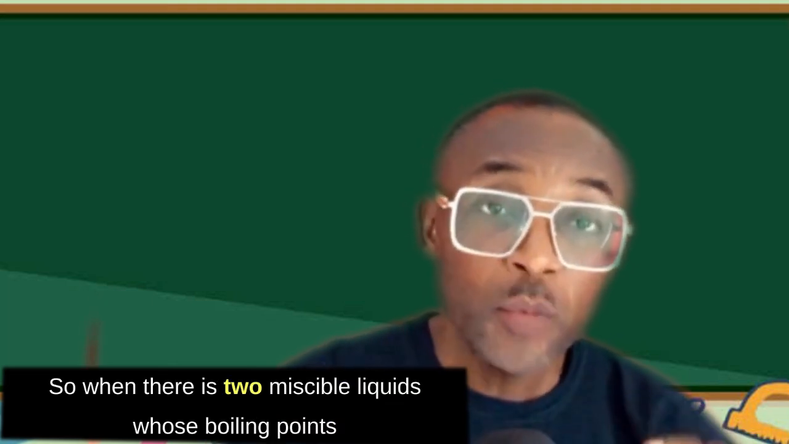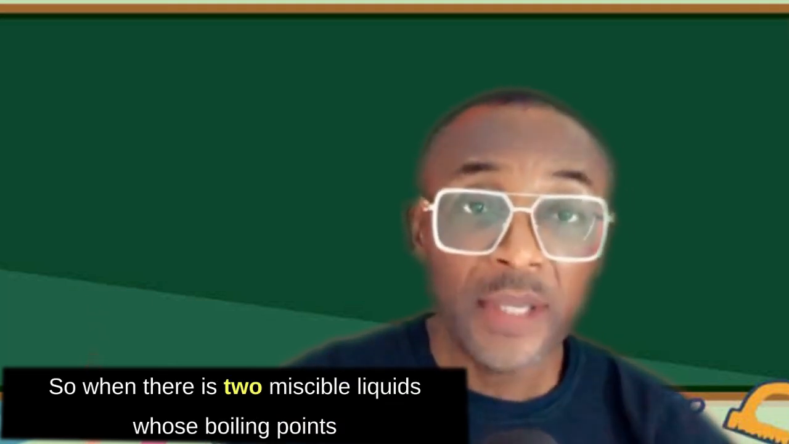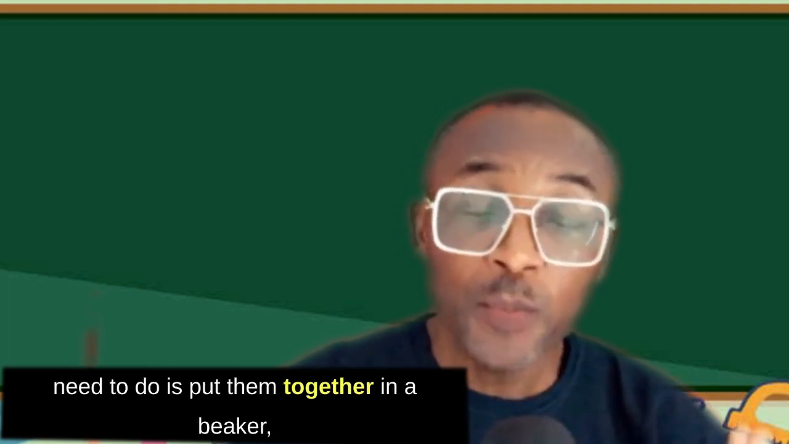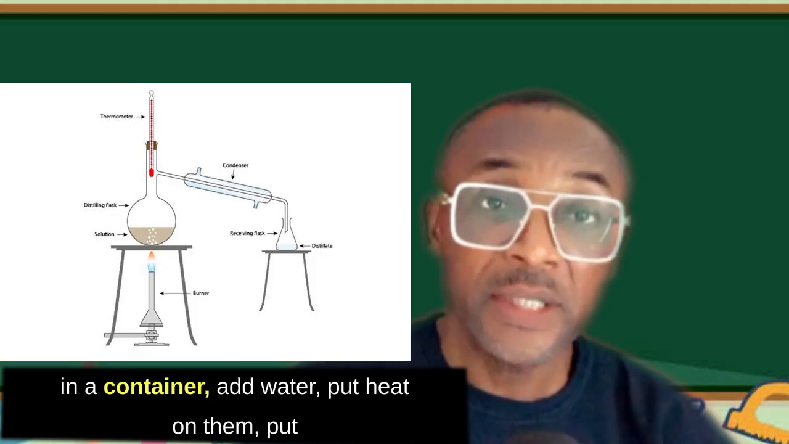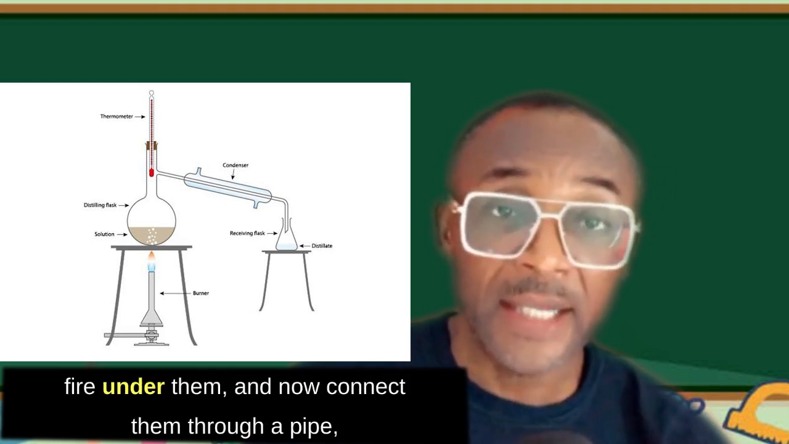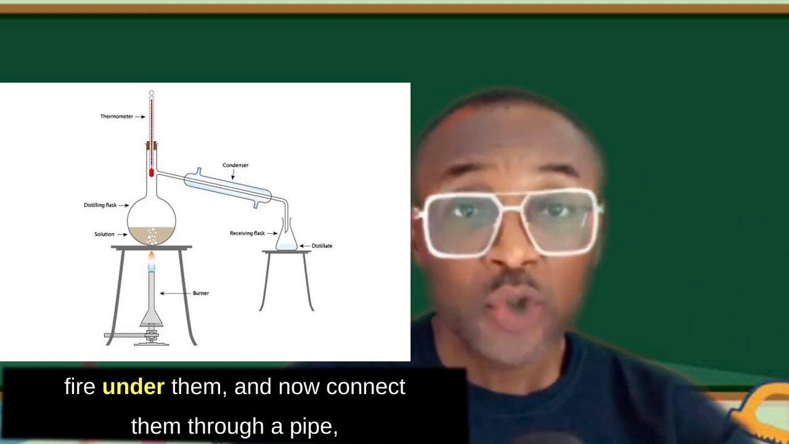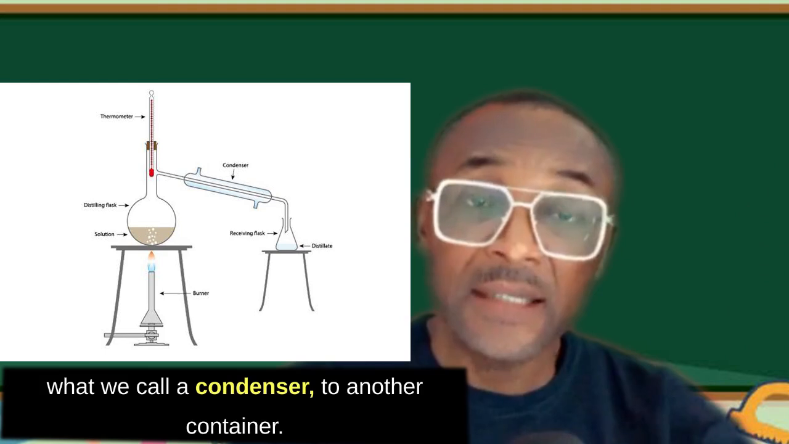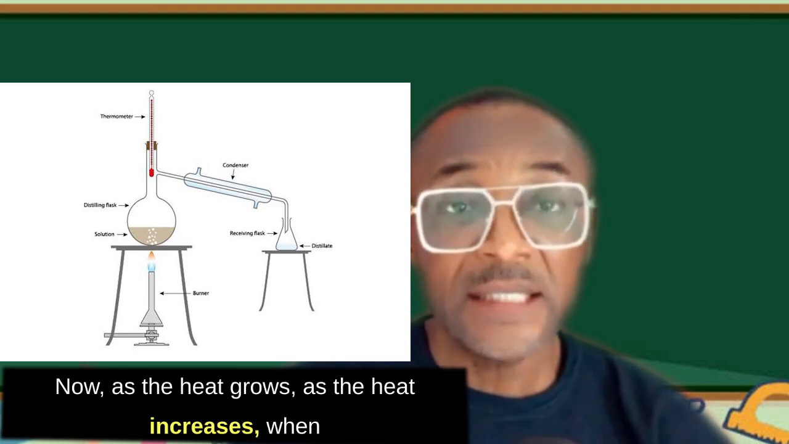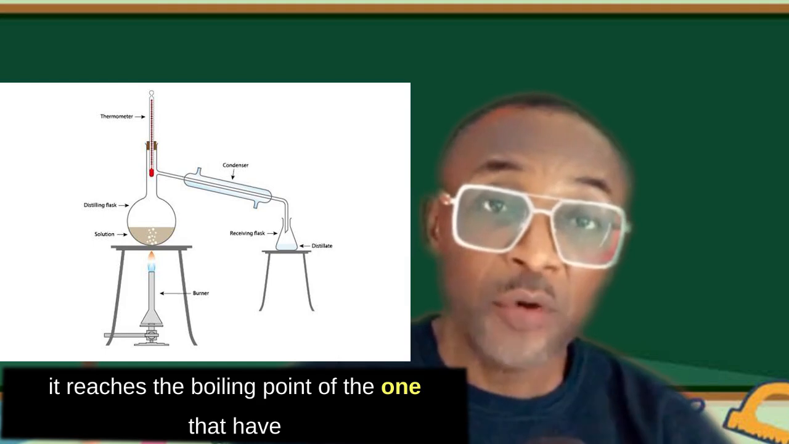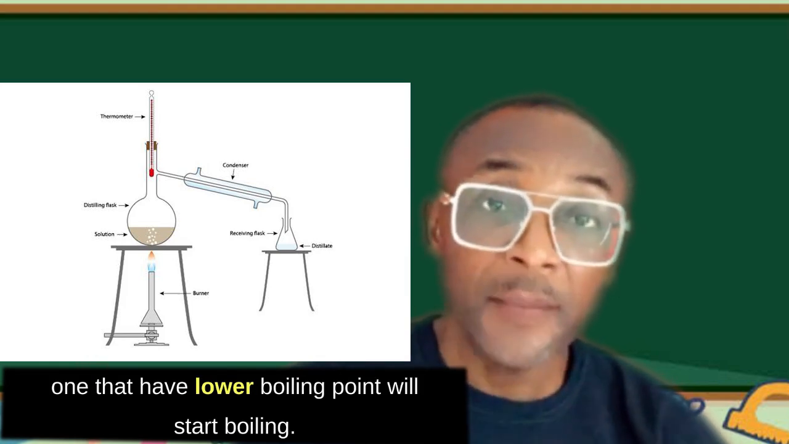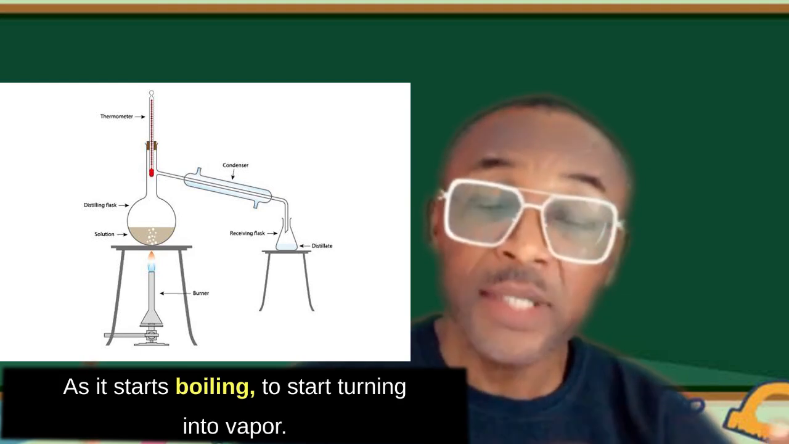So when there are two miscible liquids whose boiling points differ by 25 degrees centigrade and above, all you need to do is put them together in a beaker, in a container, put heat under them, and connect them through a pipe, what we call a condenser, to another container. As the heat increases, when it reaches the boiling point of the one that has the lower boiling point of the two miscible liquids, it will start boiling and turning into vapor.